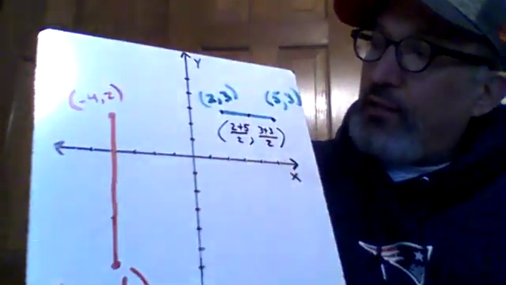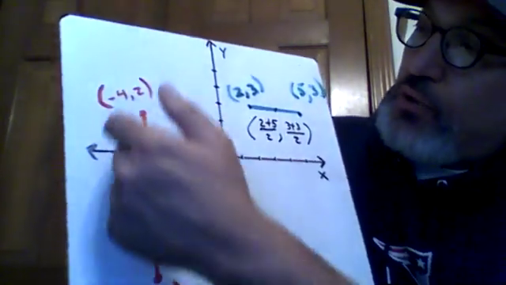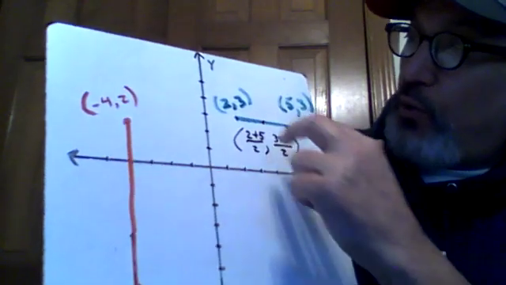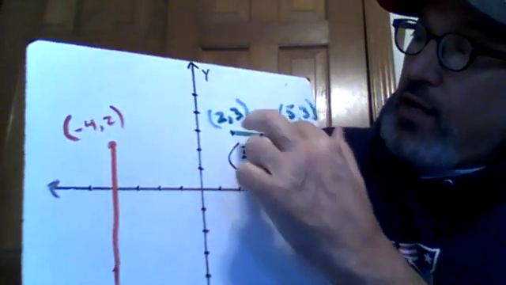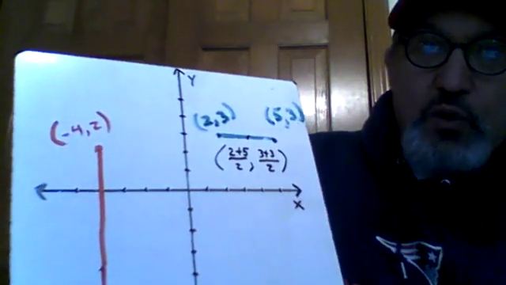For this vertical line segment, the x-coordinates are the same, -4. That's why it's vertical, by the way. Back here, when we had the horizontal line, the two y-coordinates were the same.